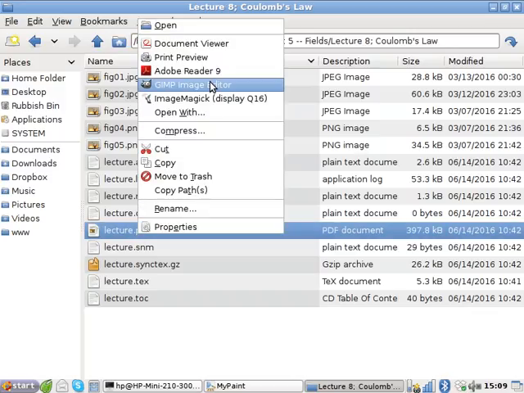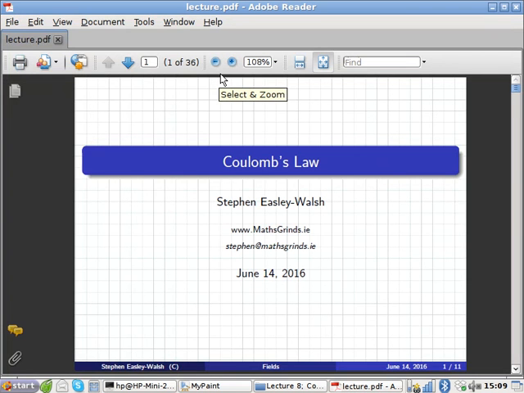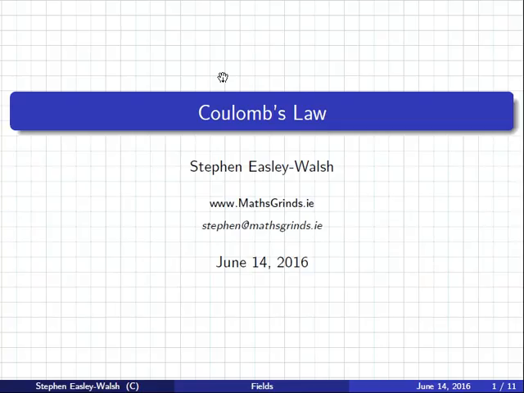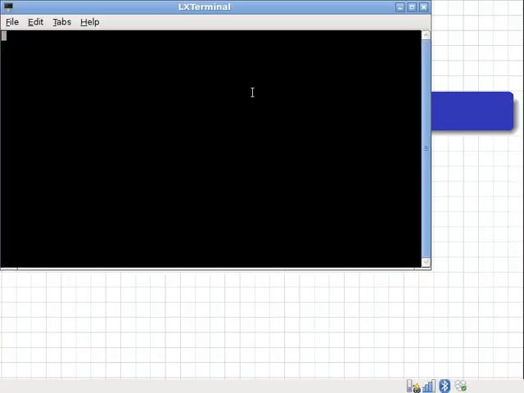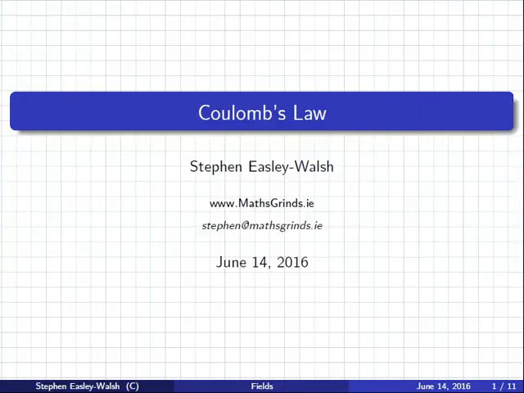Coulomb's Law is what we're going to have a look at first. Okay, can you write that down? Coulomb's Law. Got that? Okay.